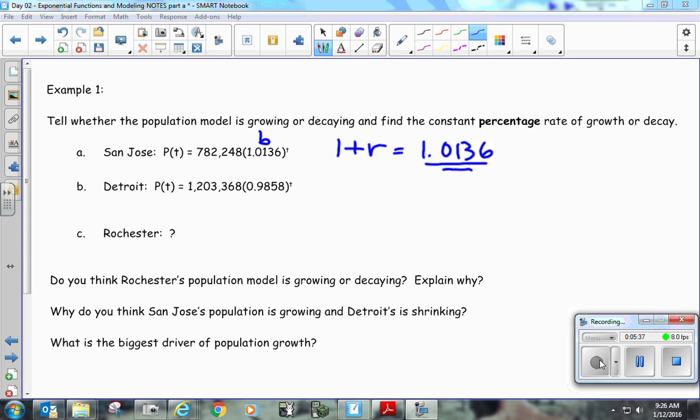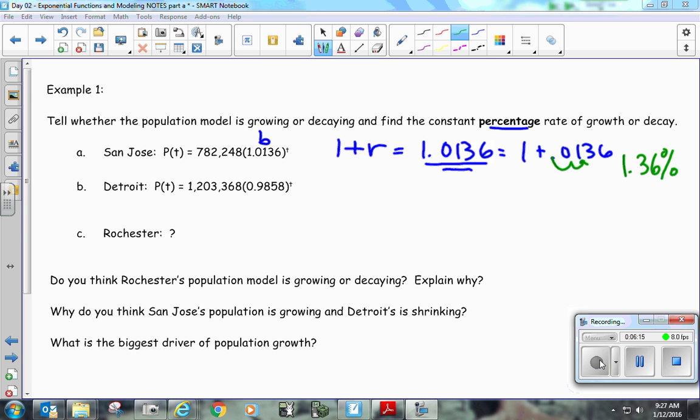Now, what do you think my R value is here? What do you think I added to 1? I added, that's 1 plus 0.0136. That's my decimal. They just want a percentage. So how do I turn that into a percentage? I slide the decimal over 2 to the right instead of to the left. So when I slide this 2 to the right, 1.36%. So guess what? San Jose is growing at a rate of 1.36%. That's it.